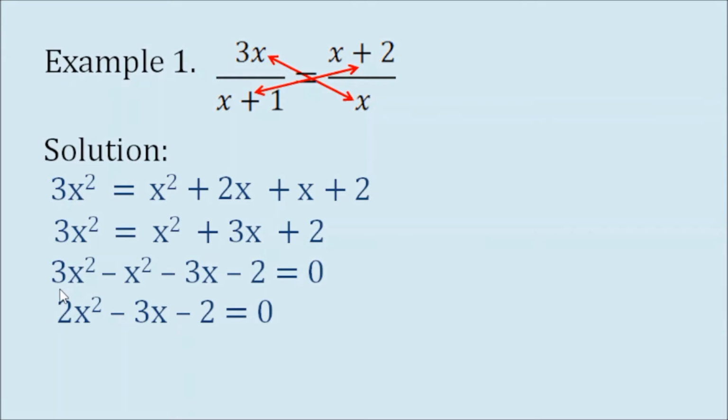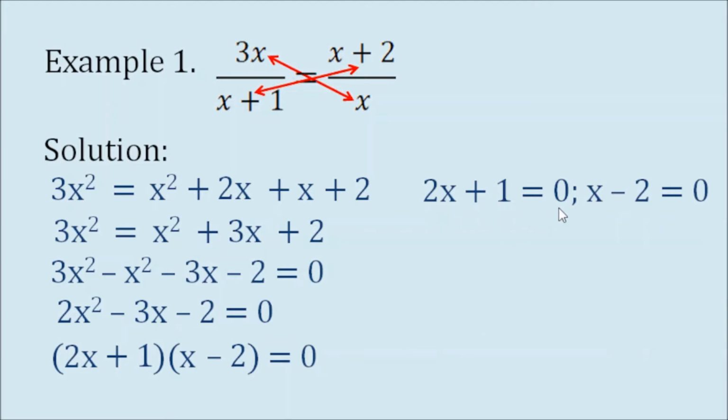Now this quadratic trinomial is factorable, so we have to factor. So the factors of 2x squared are 2x and x, and the factors of negative 2 are positive 1 and negative 2. Now these are the factors of 2x squared minus 3x minus 2, meaning to say if we multiply these two binomials here, the product will be this one. Now the next step, we are going to equate both factors to 0. 2x plus 1 equals 0 and x minus 2 equals 0.